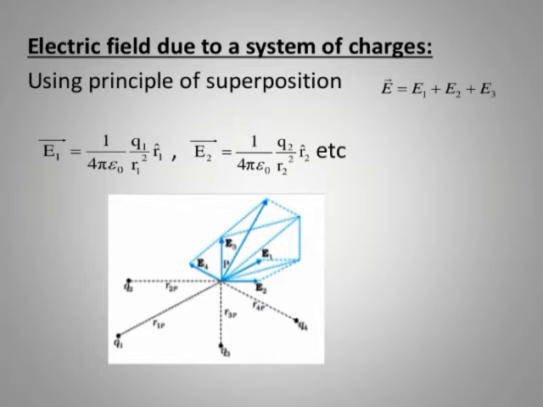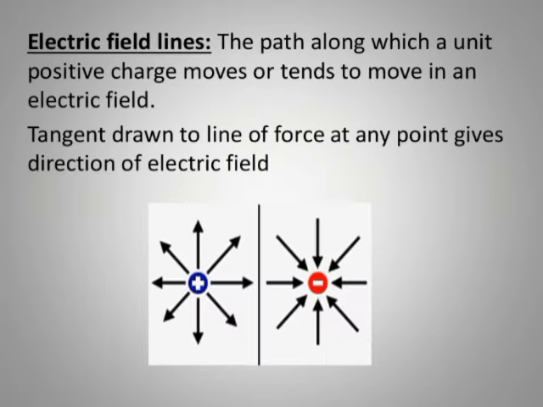So if I consider a big particle or a big object, in that there are several millions and billions of atoms, and those carry some charges. If I consider Q1, Q2, Q3, these charges produce fields, and these fields are added, and this is the principle of superposition. And next, we studied about the electric field lines, and we studied about the direction also.